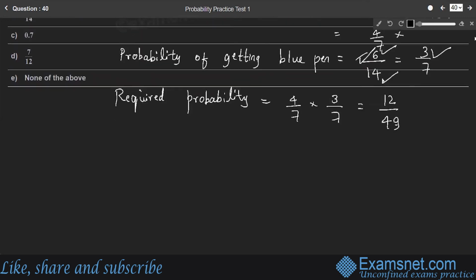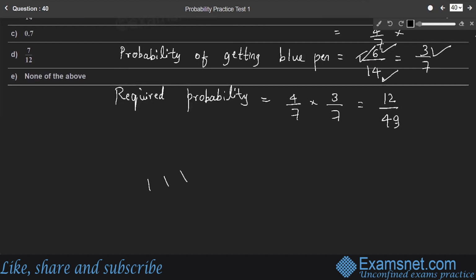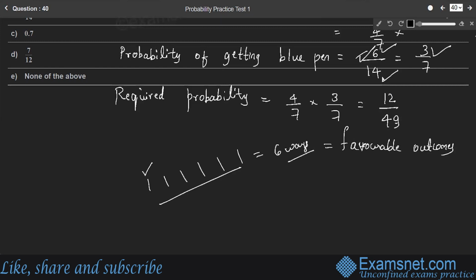For example, if you consider 6 blue pens, 1, 2, 3, 4, 5, 6. In how many ways can these 6 pens be selected? So one blue pen can be selected out of 6 pens. So in 6 ways you can select. You can select the first blue pen or second, third, fourth, fifth or sixth. In 6 ways this can be selected. Therefore, this 6 is the favorable outcome. Right? It is the number of ways in which that particular color pen can be drawn.